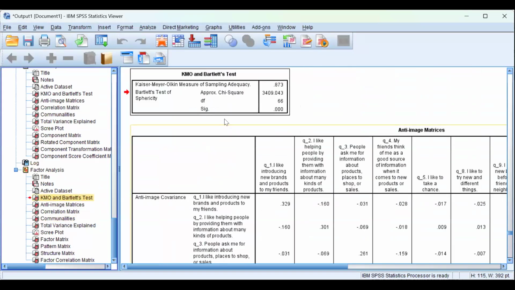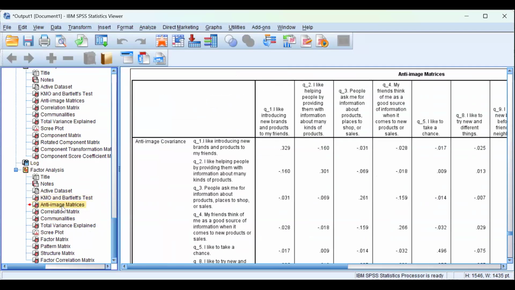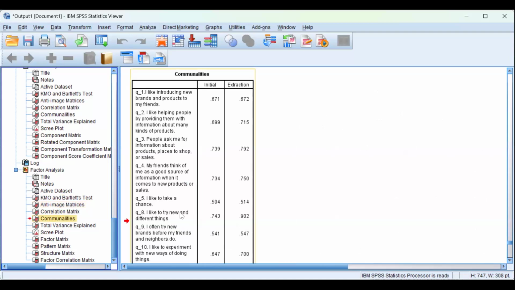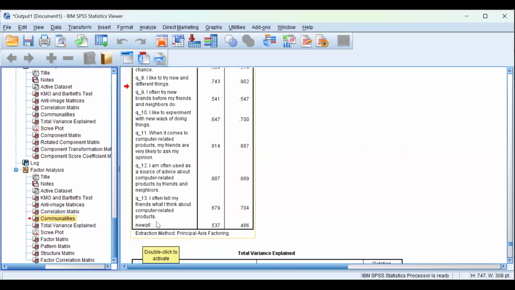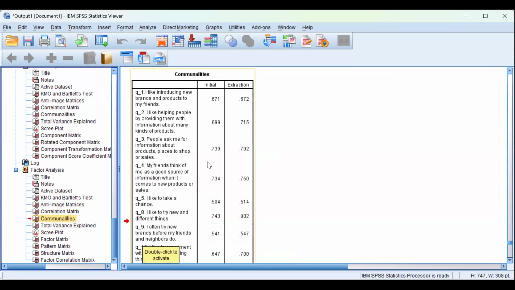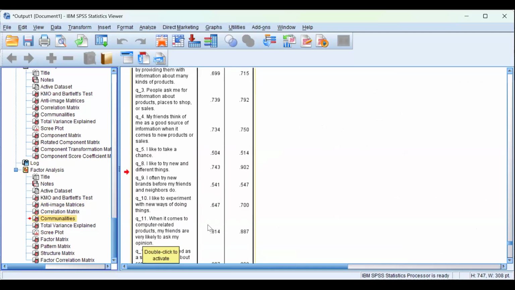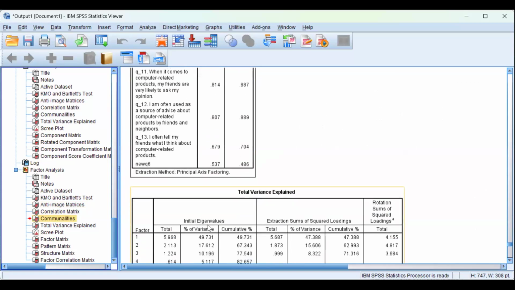Let me show you again. So we have these KMO values, right? And Bartlett's test of sphericity, anti-image matrices, communalities table. I have deleted the Q7, so Q7 is also not here now. And we have the new Q6, which was already there. So you can see here the values are more than 0.5, all the communality values.